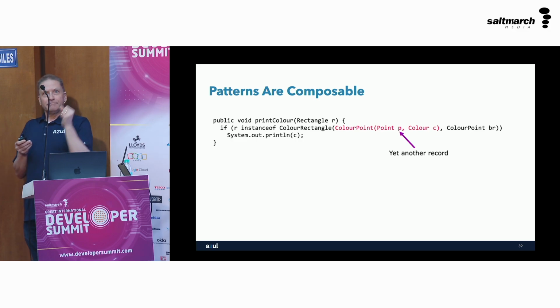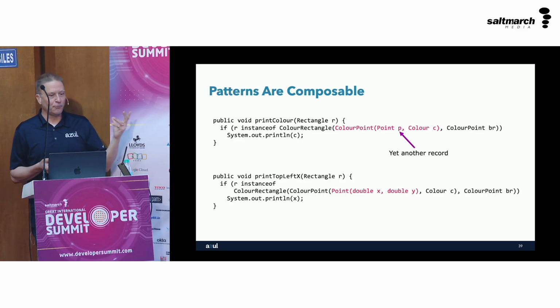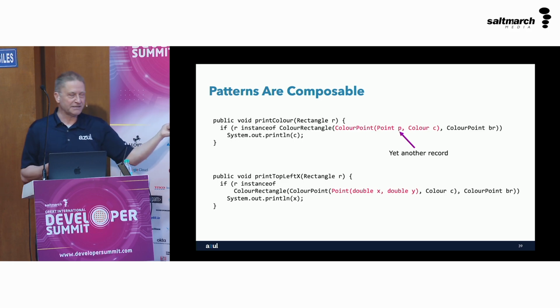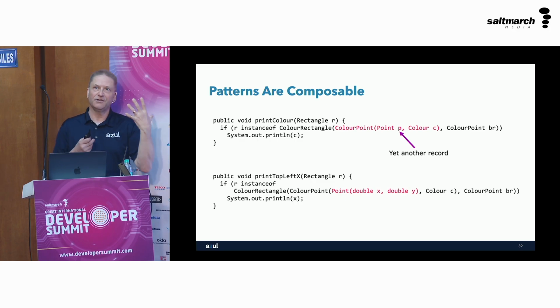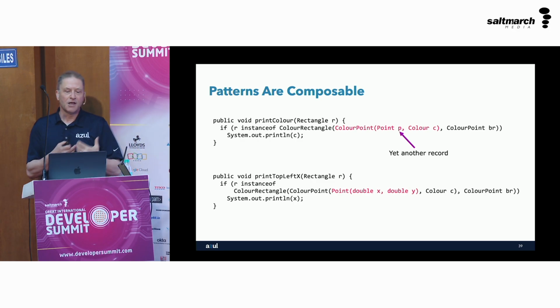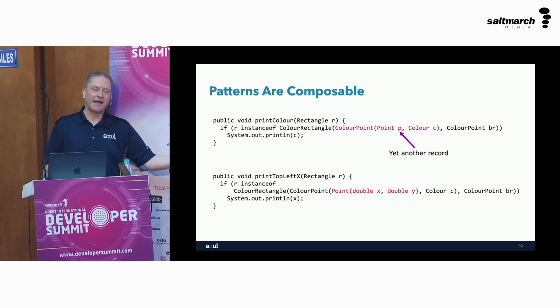But of course, point is also a record. So let's compose this. And let's say print out top left X of a rectangle. And then we can say if our instance of color rectangle, color point, but then we've got point in there. So we point double X double Y to give the record declaration for that. And then we've got color C and color point BR. And then we can just print out X.